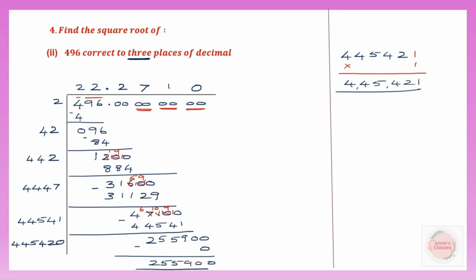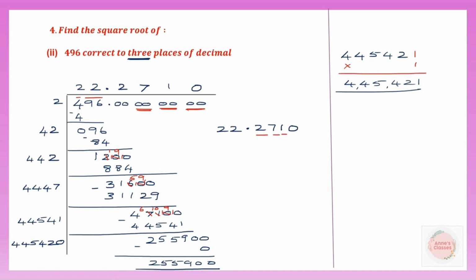Okay, so with this we have finished, because we have been asked to write correct to 3 decimal places and we have got 4 decimal places. So now let's take this number and correct it to 3 decimal places. So 22.2710. Now we need only 3 decimal places. We need only these 3.